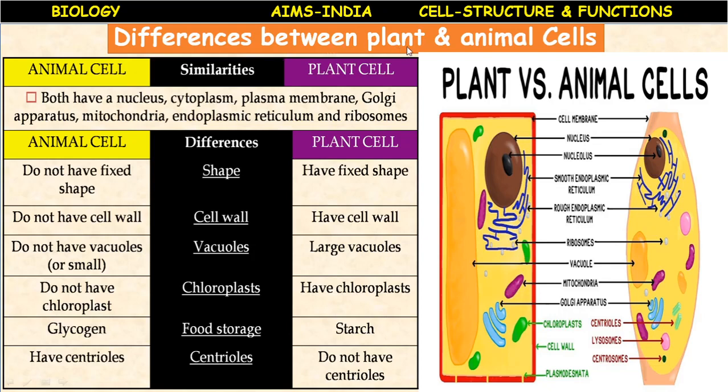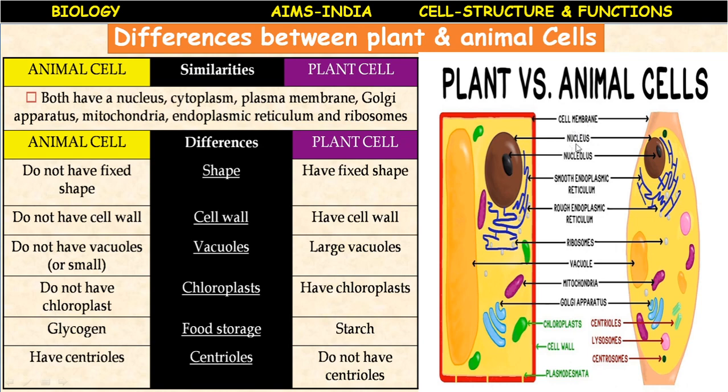The difference between plant and animal cells. The left side represents the plant cell, which is rectangular in shape, and the oval shape is the animal cell. Animal cell and plant cell show some similarities. Both animal cell and plant cell have a nucleus, cytoplasm, plasma membrane, Golgi apparatus, mitochondria, endoplasmic reticulum and ribosomes. So these are the common ones.